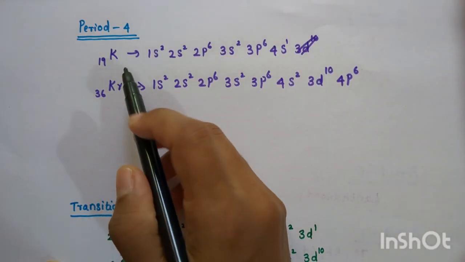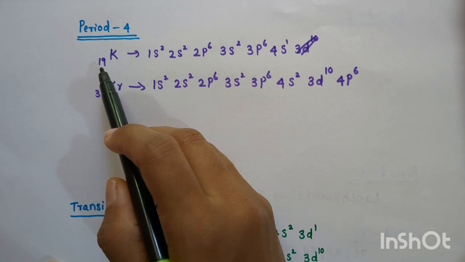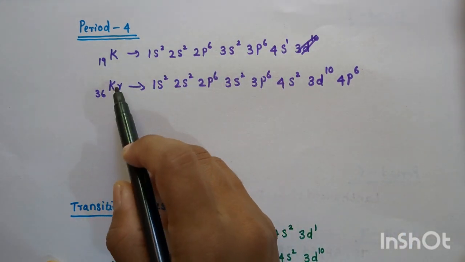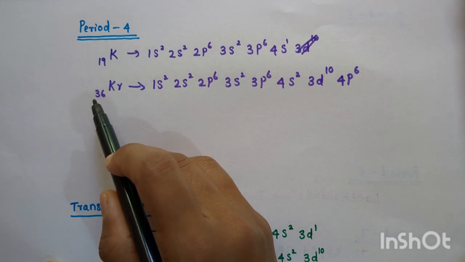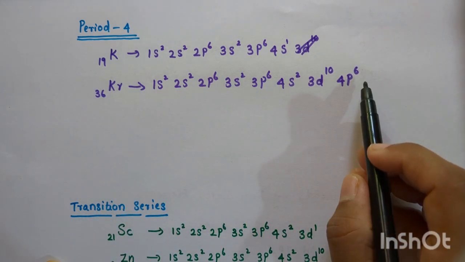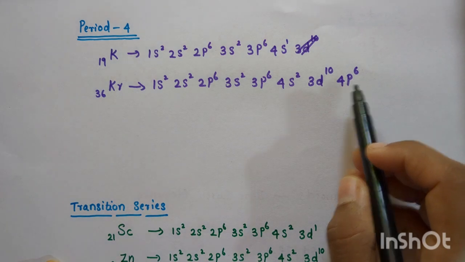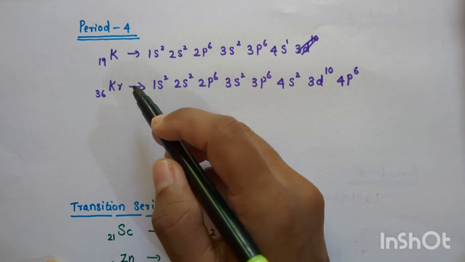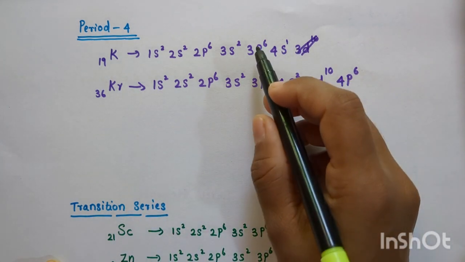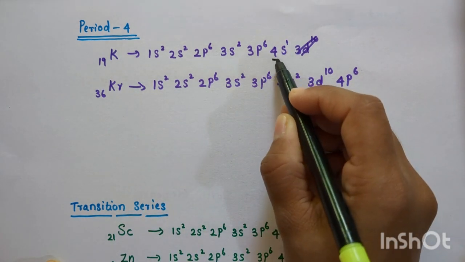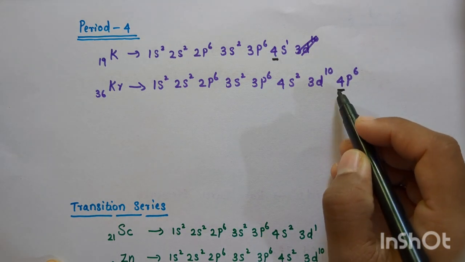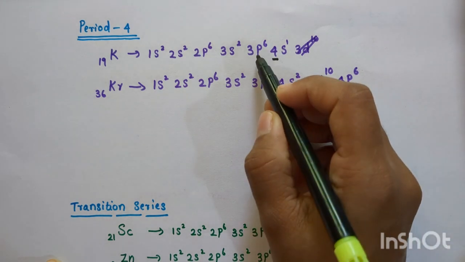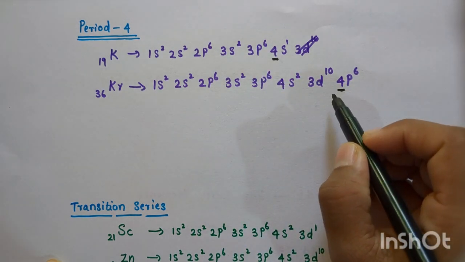So you see the fourth period starts from potassium. Its atomic number is 19, so the electronic configuration will be like this. And it ends with krypton, whose atomic number is 36. Its electronic configuration would be like this. So here you see, you can consider any other element in between potassium and krypton. The highest value of N, the principal quantum number, will be 4 here. So these elements from potassium to krypton are in the fourth period.